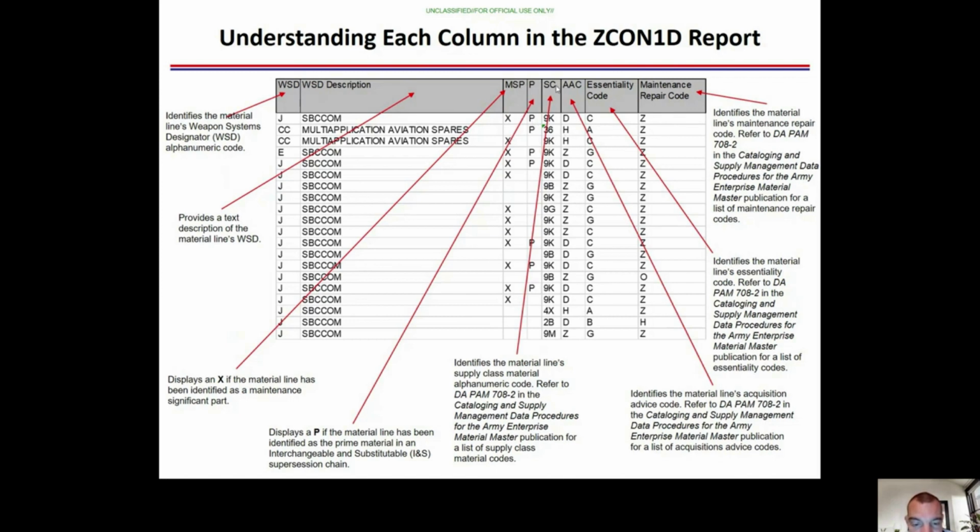And of course, your SC column is your supply class of material. If you want to know more about these, you can go to DA PAM 708-2 and look it up there. Your AAC code, pretty self-explanatory, identifies the material line's acquisition advice code. Okay, like I said, refer to DA PAM 708-2 for this. Essentiality code identifies the material line's code. Refer to 708-2. All right, if you want to know more about these codes, let me know in the comments down below. But you can go to 708-2 and actually learn about that. Then your maintenance repair code identifies the maintenance repair code, okay? Like I said, 708-2.